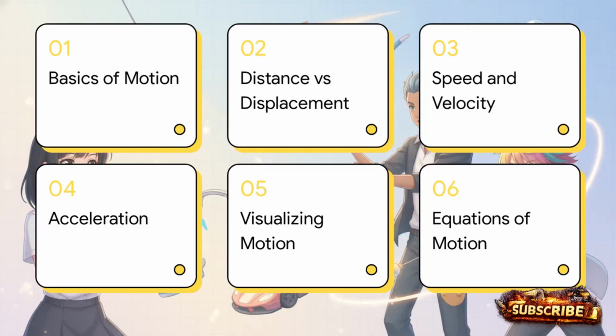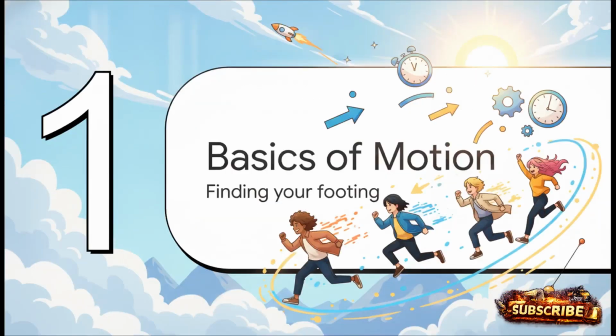So, here's how we're going to break this down today. First, the basics of motion. 2. Distance versus displacement. 3. Speed and velocity explained. 4. Understanding acceleration. 5. Visualizing motion with graphs. And finally, 6. The equations of motion. Kicking things off with Section 1, the basics of motion, finding your footing.